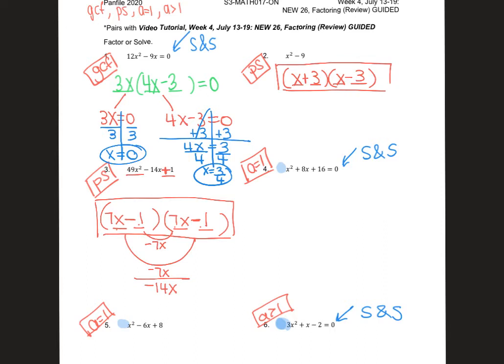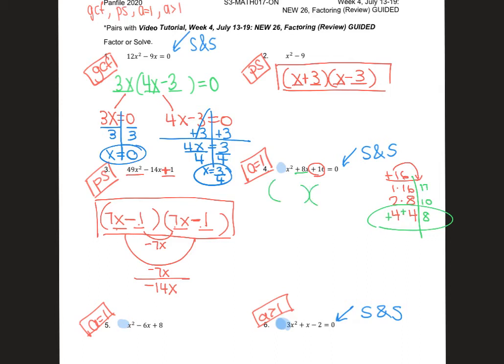All right, for this one, since a is equal to 1, we're looking at this number, which is 16. So we have 1 times 16, 2 times 8, 4 times 4. Okay, and since it's a positive 16, we are adding. So if we add, we get 17, 10, or 8. We want the 8, and we want a positive 8, so we want both of those 4's to be positive.